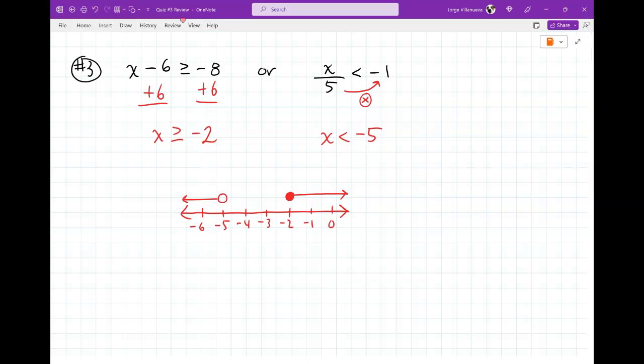I feel confident that I hopefully did this right. At least the answer makes sense graphically. I don't think I did anything wrong with the calculation, so I feel pretty confident. All right, so there's number 3.